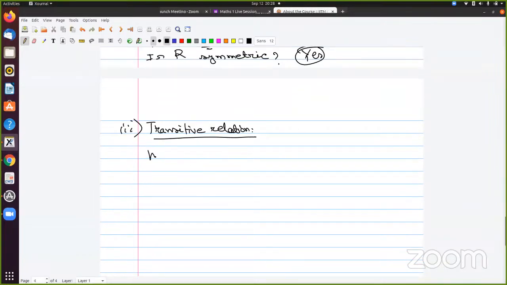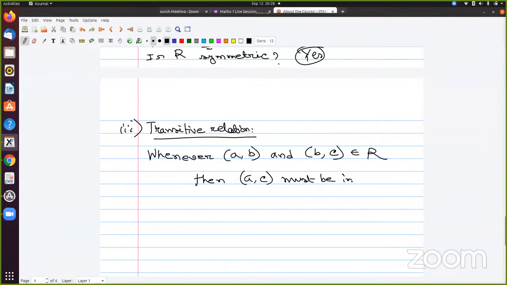Transitive relation. Whenever A, comma B and B, comma C are both in R, then A, comma C must be in R. Okay? Whenever these both are in R, so let me write it in words.